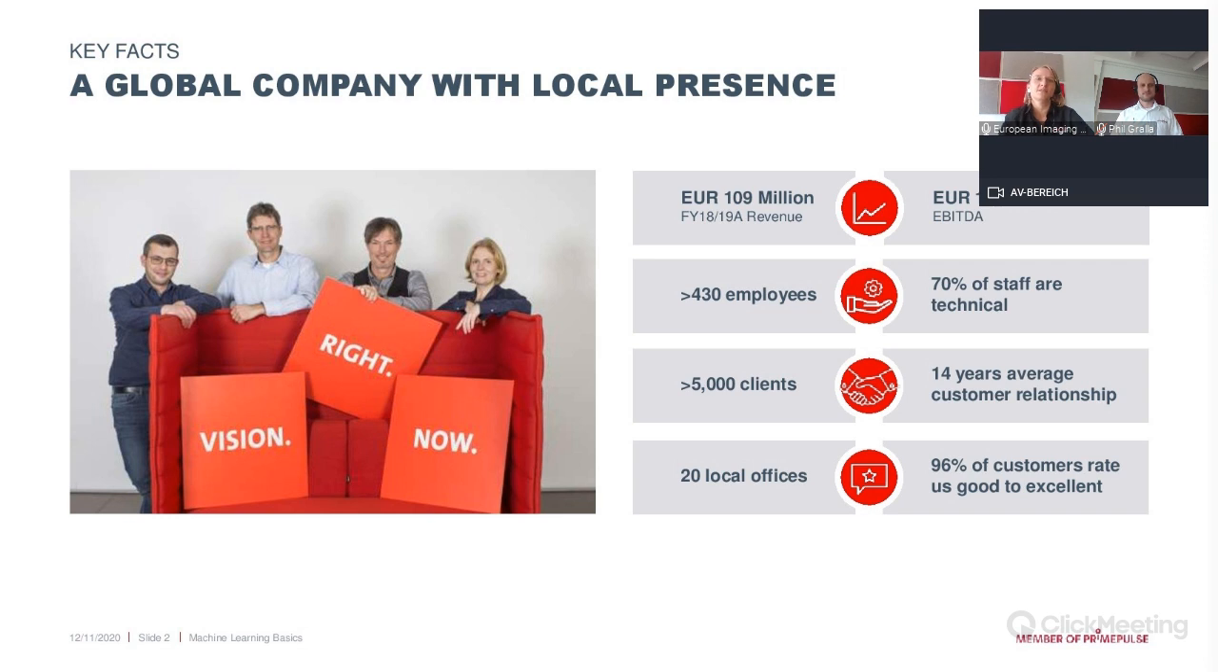Stammer Imaging has been a leading international supplier of machine vision technology for over 30 years. We are represented by 20 offices in Europe, Latin America, and Asia. With over 430 employees, we achieve a turnover of 109 million euros in the last financial year. One of the company's divisions is the European Imaging Academy, which I would like to introduce to you briefly.